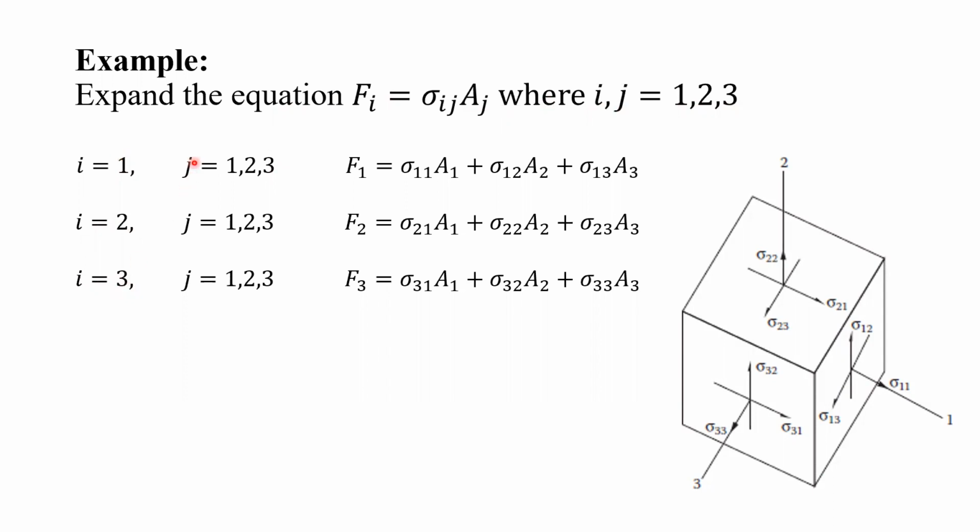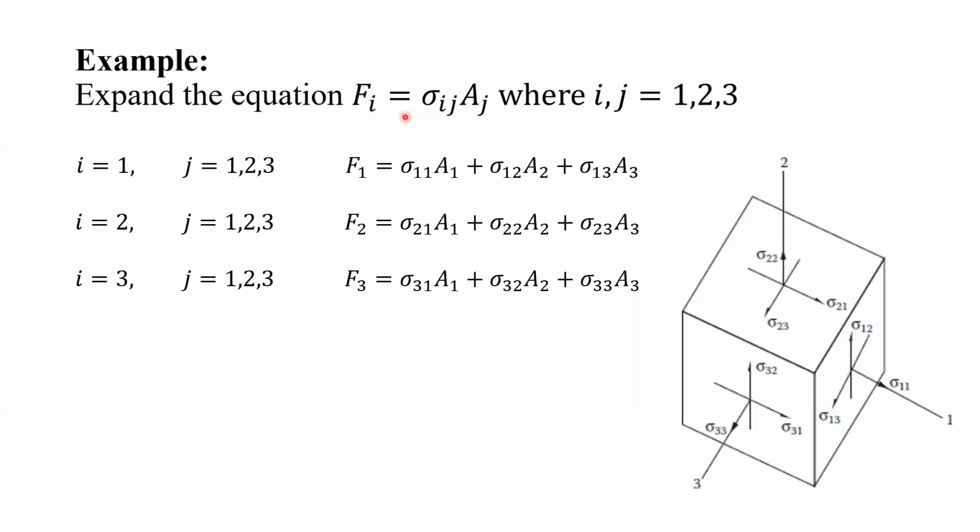And j is a dummy index, so it indicates summation within a term. So here I start with F1 equals sigma 1 1 A1. I need to sum, so plus sigma 1 2 A2, plus sigma 1 3 A3. Similarly for i equals 2: F2 equals sigma 2 1 A1 plus sigma 2 2 A2 plus sigma 2 3 A3, and so forth. So that's the feature of free and dummy indices. We represented all these 3 equations by just this simple equation here. That simplified our equation significantly by just two simple definitions of free and dummy indices.